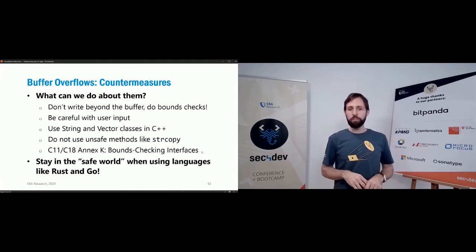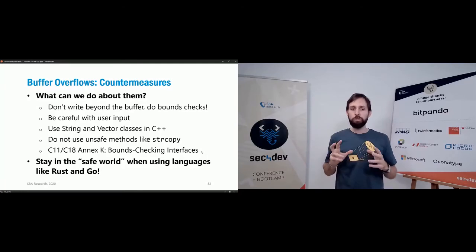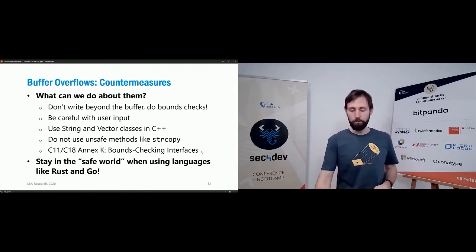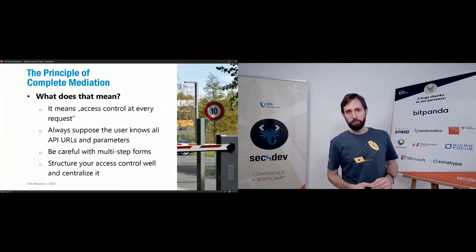In languages like Rust and Go, they have memory safety by default, but they also have these unsafe spaces where you do have pointer arithmetic. So stay in a safe world unless you know exactly what you're doing with those newer languages like Rust and Go. We'll get back to the principle of complete mediation.